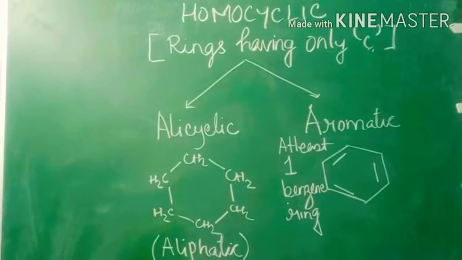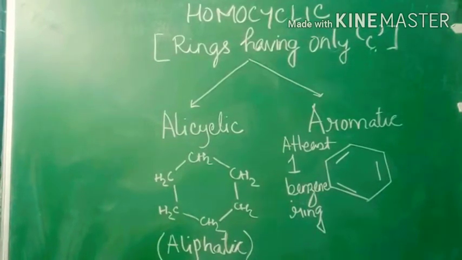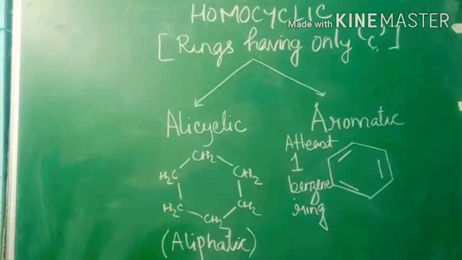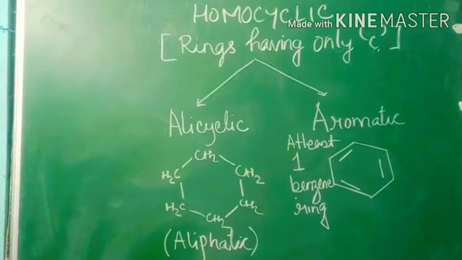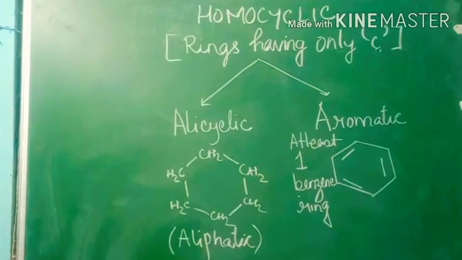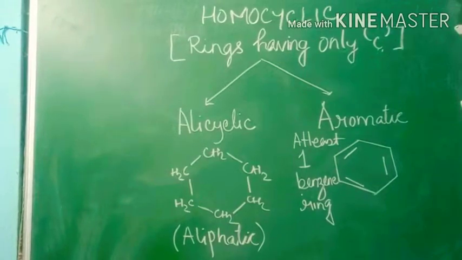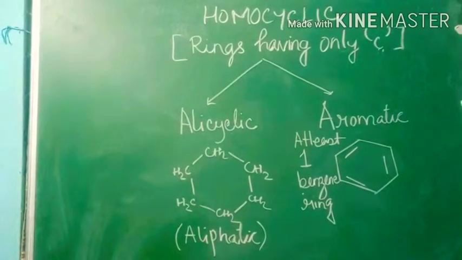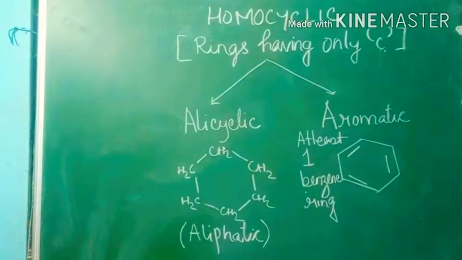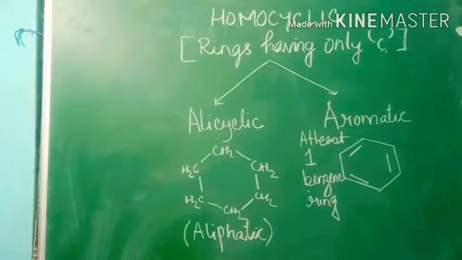Now, a homocyclic has got its two types, alicyclic and aromatic. In alicyclic, it's also a ring structure, only having carbon, but it has some properties of that of aliphatic. And aromatic means it will be another ring structure having carbon only, but it will also have at least one benzene ring. Now, what is the basic difference between aromatic structure and aliphatic structure? For that you need to continue with this video.